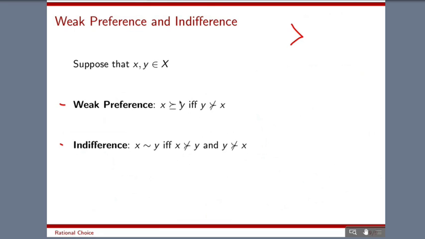Now, since we assumed asymmetry, this weak preference is represented by simply saying Y is not strictly preferred to X. So you weakly prefer X over Y if it's the case that you do not strictly prefer Y over X. If you don't strictly prefer Y over X, there are one of two possibilities. Either you're indifferent between X and Y, or you strictly prefer X over Y. So X is weakly preferred to Y if either X is strictly preferred over Y, or you're indifferent between X and Y.